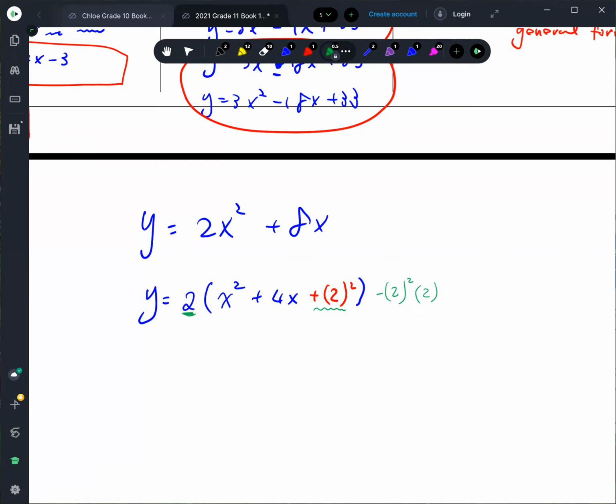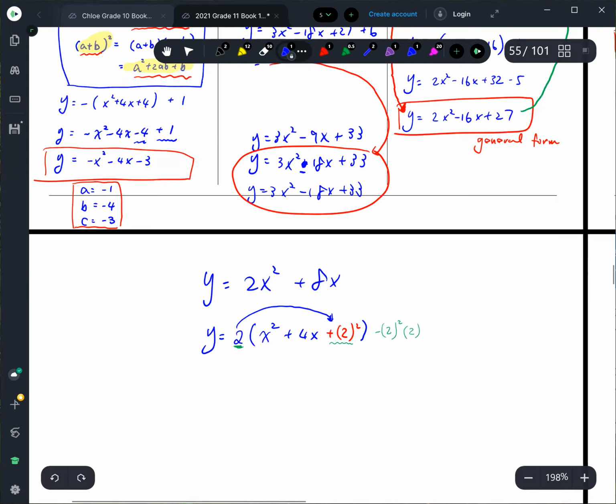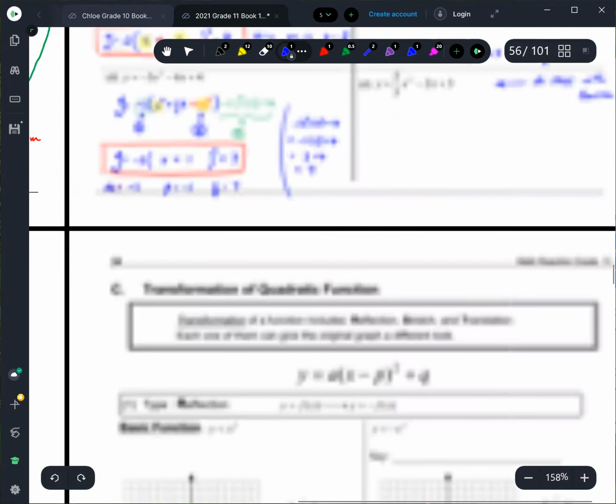Okay? Because the red part is also affected by the 2 you factor out. So when you balance, you cannot just balance the red part. You have to balance the red times the A. Got it? Got it. You do the same thing right here.